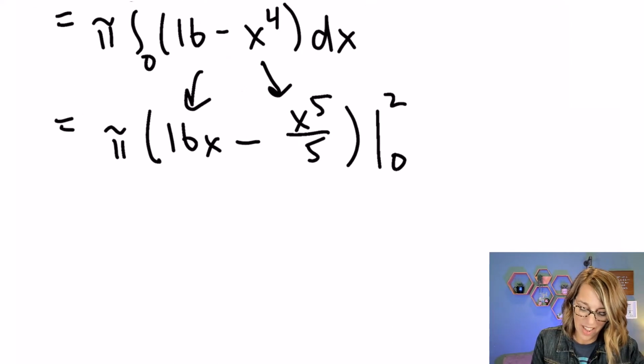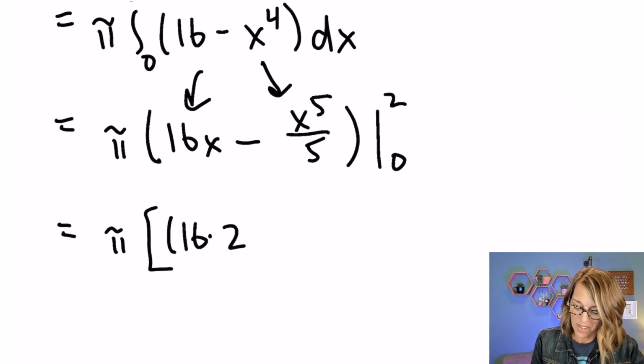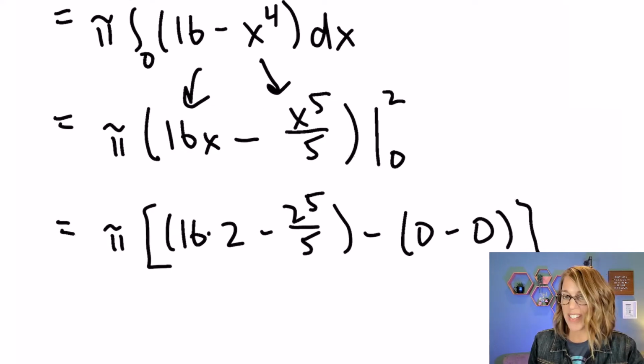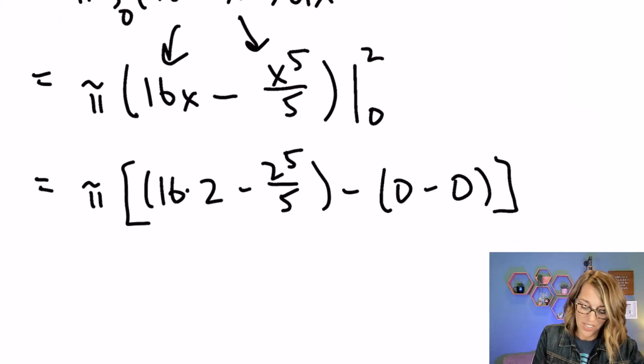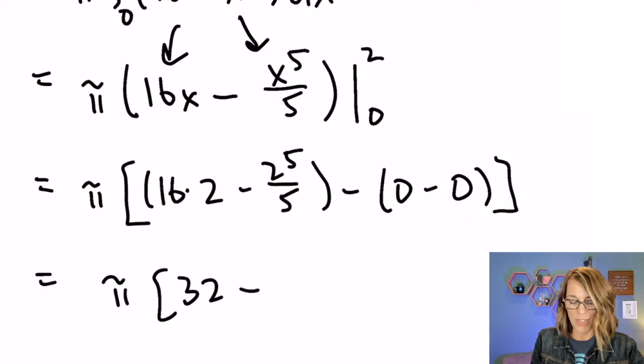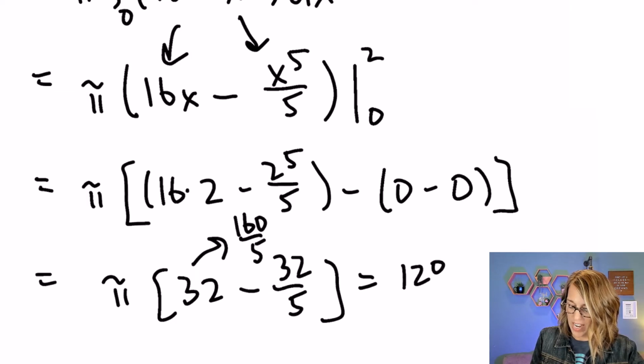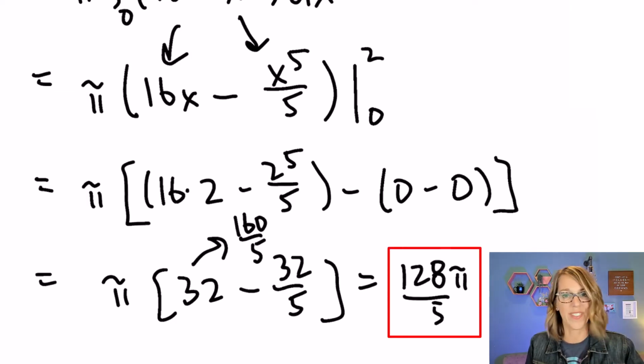So we get pi, I'll do a square bracket here, 16 times 2 minus 2 to the 5th divided by 5, minus, when I put zeros into that antiderivative, I'm just going to end up with zeros. So we end up with pi times 32 minus 2 to the 5th, which is 32, divided by 5. If I do my math there, this becomes 160 over 5, and I get 128 pi fifths.